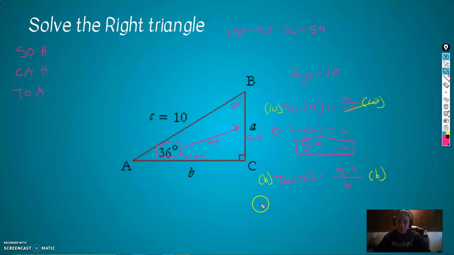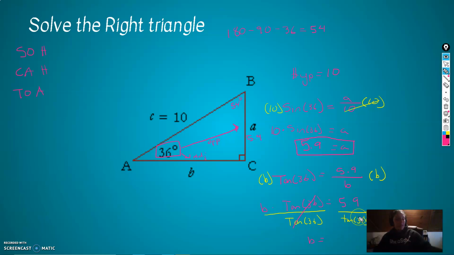When I do that, I'll have B times tan of 36 on the left, and I'll have 5.9 on the right. How do I get rid of tangent of 36? Well, I'm going to divide both sides by tangent of 36. I go between capitals and lowercase, and I really shouldn't, but excuse my math faux pas.